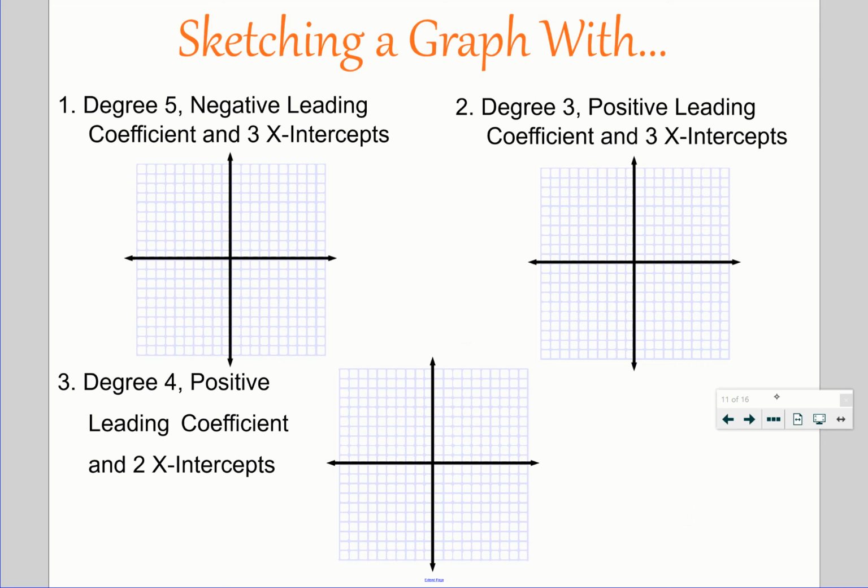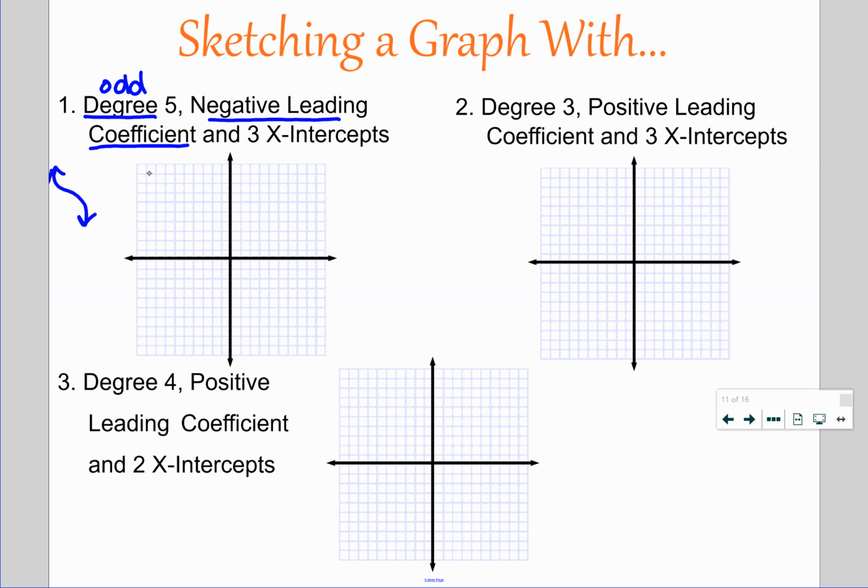So let's say I want to have a degree 5 polynomial. I want it to have a negative leading coefficient, and I want to have 3 x-intercepts. Degree 5 and negative leading coefficient tell me about the end behavior. So if it's an odd degree, we know that my ends are going to go in opposite directions. And if we have a negative leading coefficient, I know it's going to be going down from left to right, something like this. That was one of our cases.